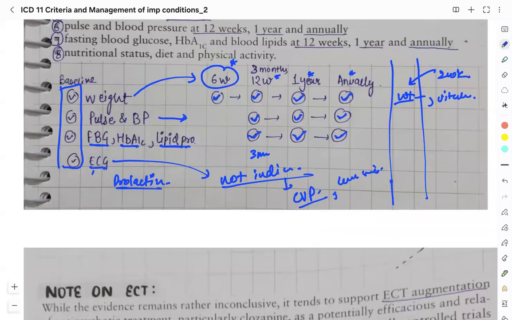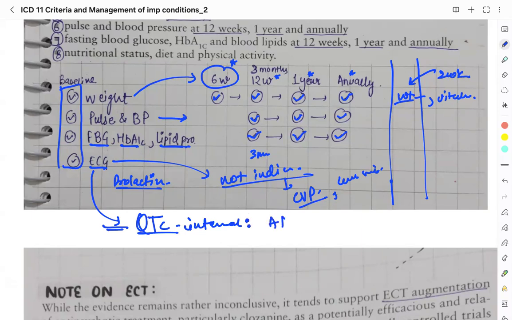Okay, why do we take the ECG of the patient? Why is it necessary before we start the treatment? Anyone? To check the QTc interval. Yes, because a lot of antipsychotics increase the QTc interval and increase the risk of certain cardiac death. Yes. Yeah.